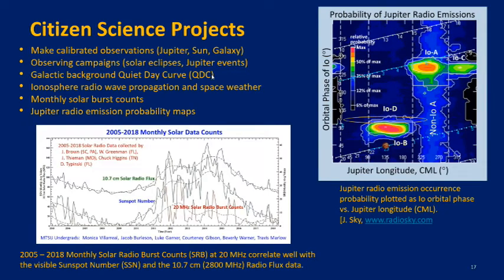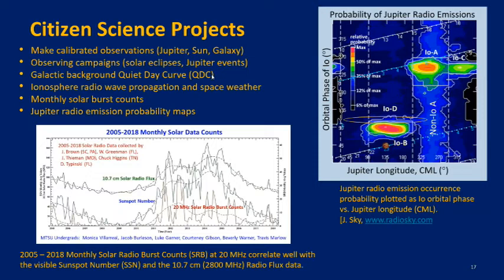Some of the citizen science that I've already mentioned here is looking at Jupiter and solar emissions, even the galactic emissions, and making calibrated science quality observations of those sources. And we have observing campaigns to try to allow people to be a little more successful observing. So especially for Jupiter, we can actually predict when Jupiter will be more likely to emit radio waves, again, depending on the location of Io in its orbit.